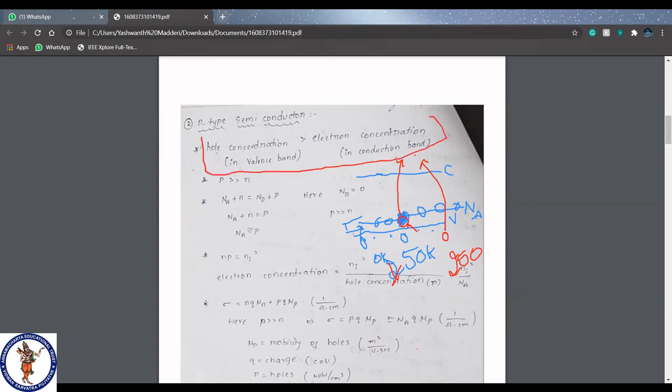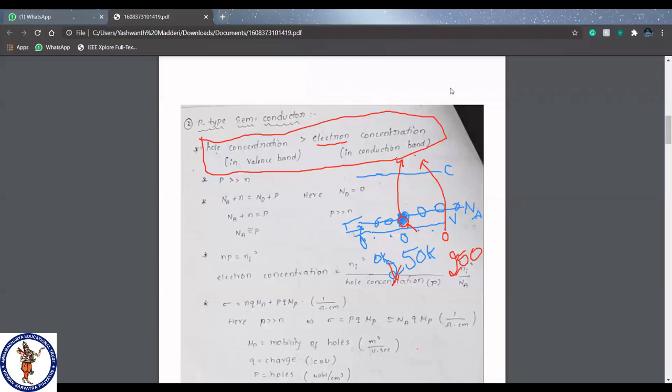Hole concentration in the valence band and electron concentration in the conduction band, the relationship between them. Obviously, one can say using this process, hole concentration is huge compared to the electron concentration. Every time I talk about hole concentration, I mean the holes in the valence band only, not in the conduction band. There is nothing like a hole in the conduction band, and there is no electron present in the valence band to count. So every time I talk about electron concentration, it means only the electrons present in the conduction band, not in the valence band.